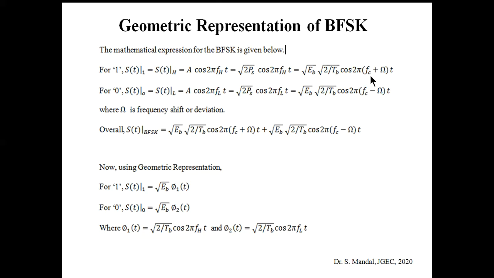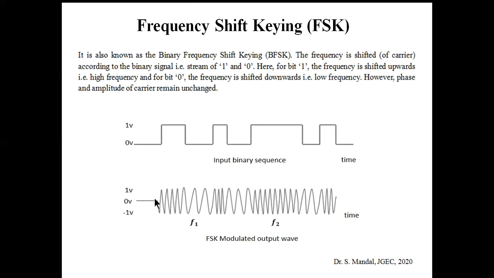That means high frequency. Similarly for 0, s_L(t) will be A cos 2 pi f_L t, which is nothing but root over Eb into root over 2 by Tb cos 2 pi (fc minus omega) t. That means frequency has been shifted downwards by the value omega. You can call omega the frequency shift or frequency deviation. As you can see, the total FSK consists of 1 and 0, and for both cases the carrier is used: for 1 high frequency, for 0 low frequency.